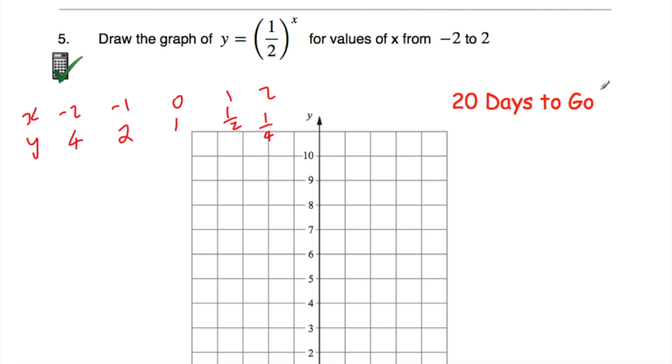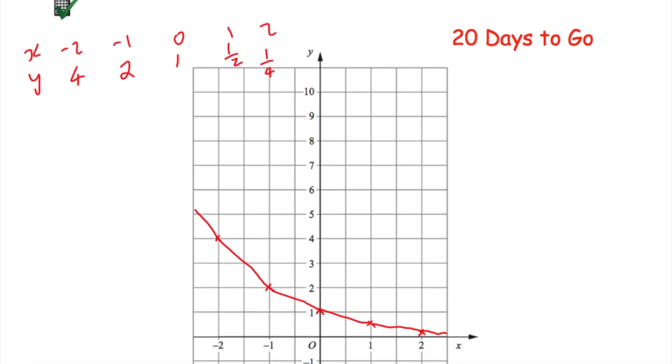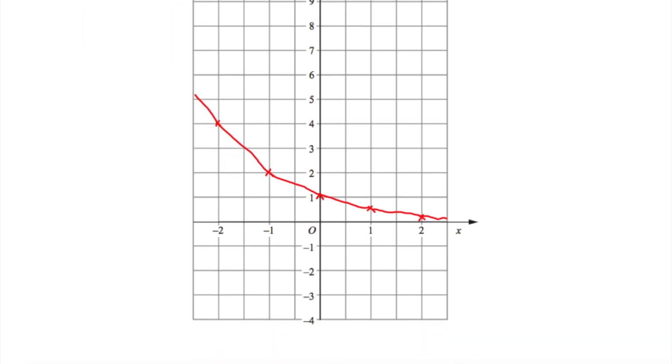So we've got our points, now let's plot them. And that's it, that's our graph of y equals a half to the power of x. Okay, let's look at our next question.